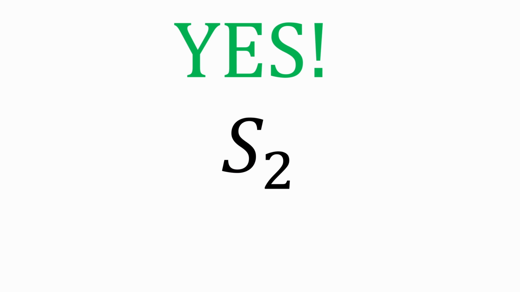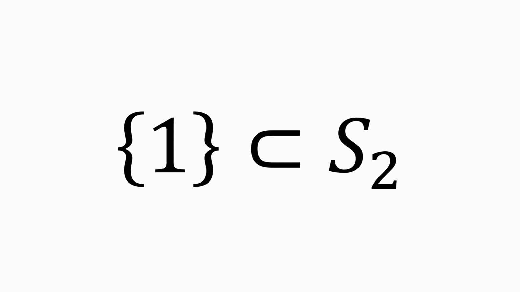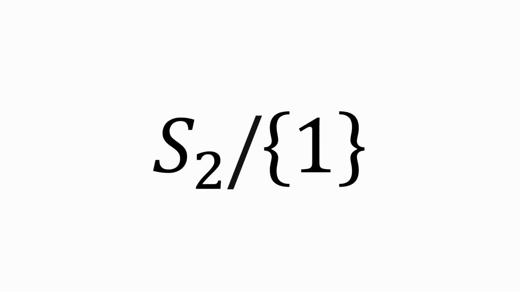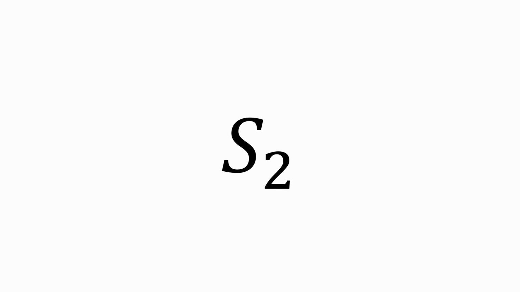S2 is a set of permutations on two objects. It only has two symmetries, doing nothing and swapping the objects. The only subgroup of S2 is the trivial group. So we get this tower of subgroups. For S2 to be solvable, we need each quotient group to be abelian. The only quotient is S2 over the trivial group. The quotient of any group over the trivial group is itself, and S2 is indeed abelian. So S2 is a solvable group, which isn't surprising because we have a quadratic formula.